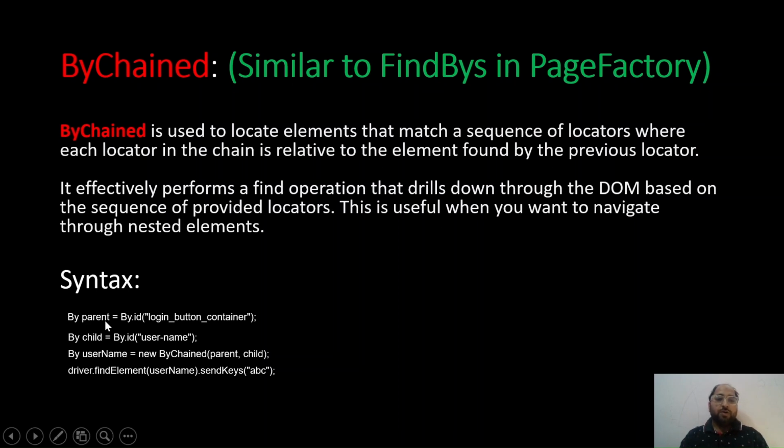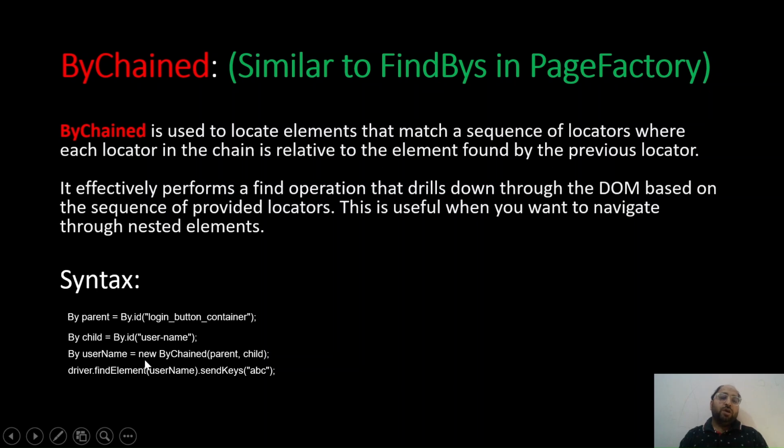Now let us try to understand the syntax. So for example, we have one page, and on that page we have one parent, and let us say we have located it using By.id, and we have given it the name parent, right? Similarly, we have another element which is a child of this particular parent, and let us say we have located it using By.id username, and we have stored it in child. Now in order to locate this particular child with respect to this particular parent, right?